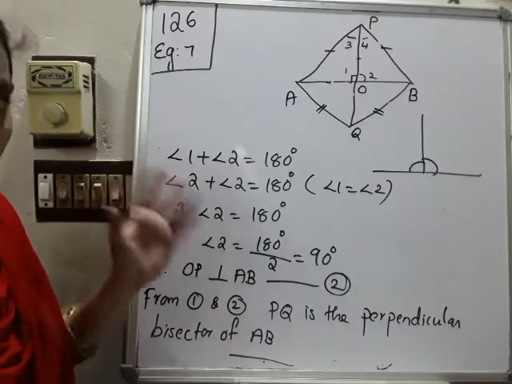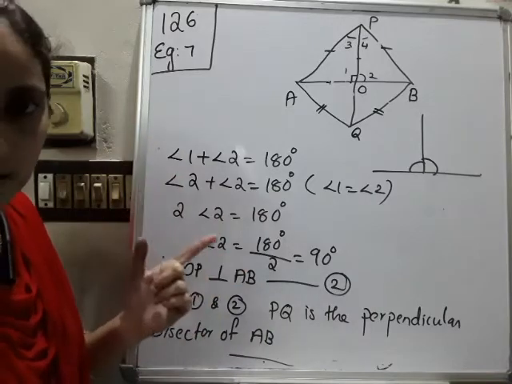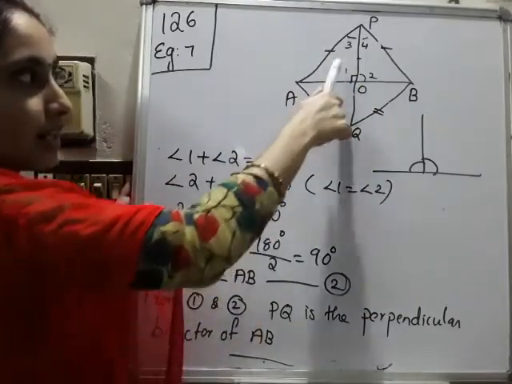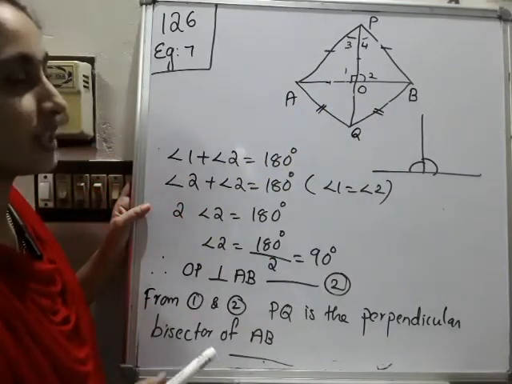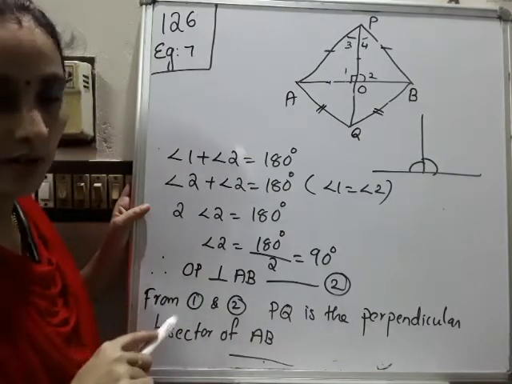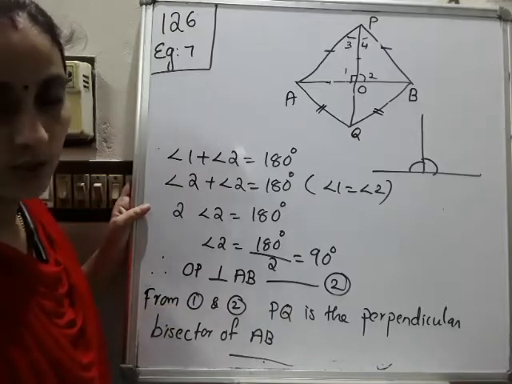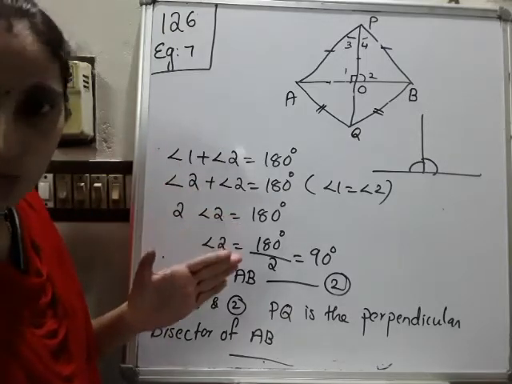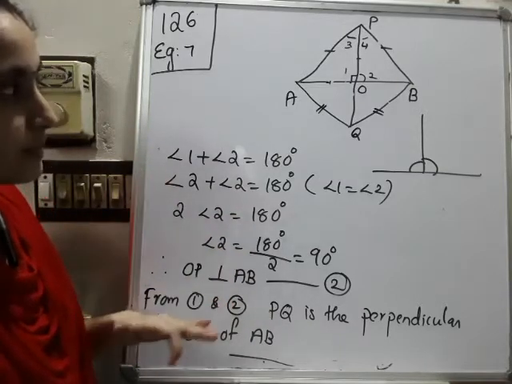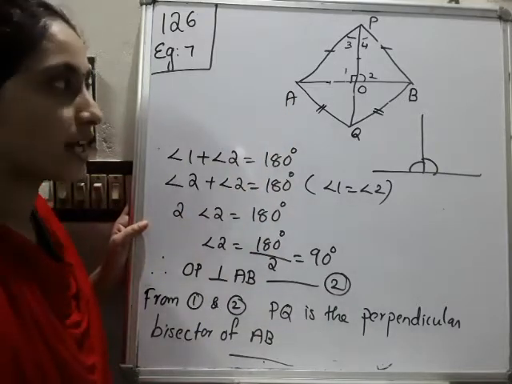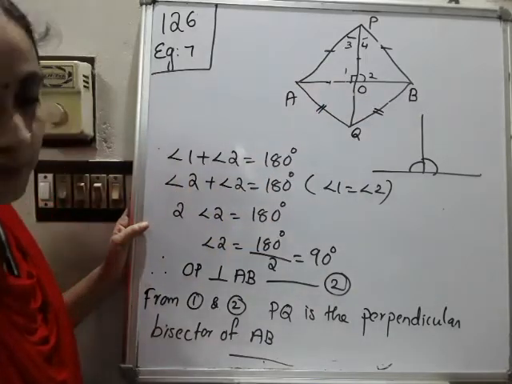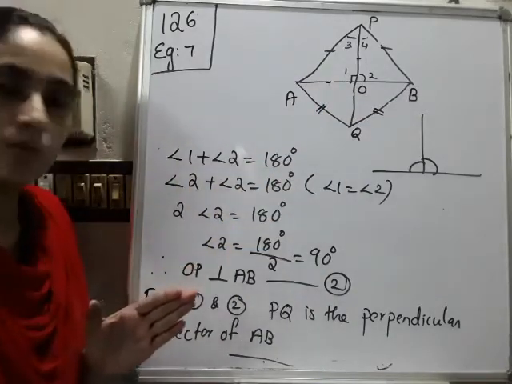Two conditions are there. First, we applied the SSS congruence rule, and from that we got angle 3 is equal to angle 4. Second, we considered these two triangles and found that the angle is 90 degrees. Combining those, we used the SAS congruence rule. So two congruence rules are applied in the same question, SSS and SAS. From that we found these two triangles are congruent and PQ is the perpendicular bisector of AB. Hope you are clear on this question. We will move to the next one.